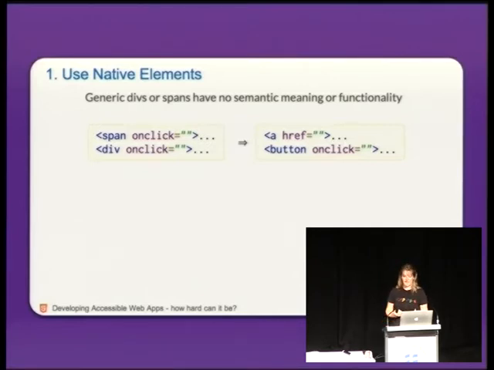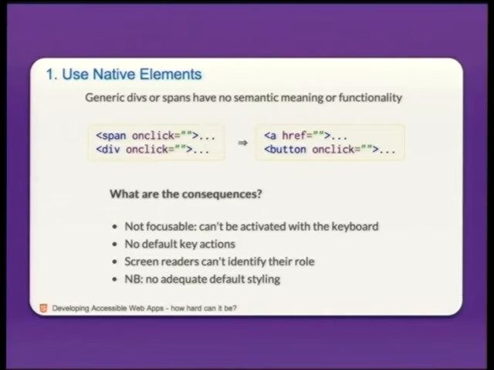So instead of using span with an on-click, we use A, so an anchor, a link with a href. So the browser knows, yeah, this is a link. It's not a generic span. And the same with div. Instead of divs, use a button. These are just some examples. But the consequences are really big, really big. If you have span and div, they're not focusable. That means they cannot be reached with the keyboard alone. You can't activate them with the keyboard. Also, there are no default key actions. You can't hit enter, you can't hit the space bar to activate them.